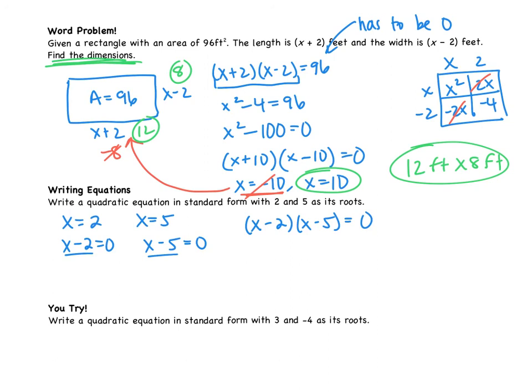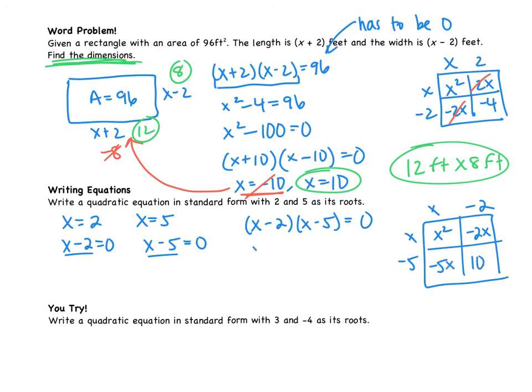This is not standard form though. Standard form is when you have multiplied out. So that's what I'm going to do. I have x minus 2, x minus 5. Again, if you want to FOIL, that's fine. This gives me x squared, negative 2x, negative 5x, and positive 10. If I combine the negative 2x and the negative 5x, I get x squared minus 7x plus 10 equals 0. And that's my answer. You have to remember the equal 0. That's what a lot of students tend to forget.